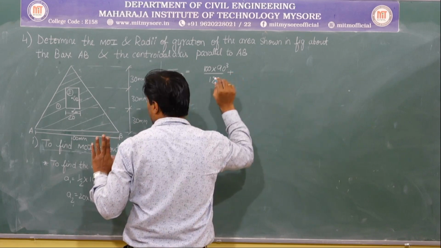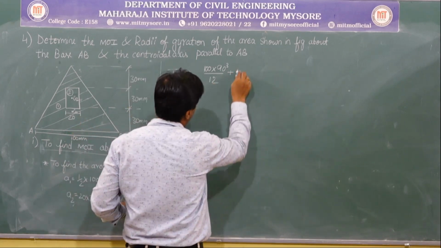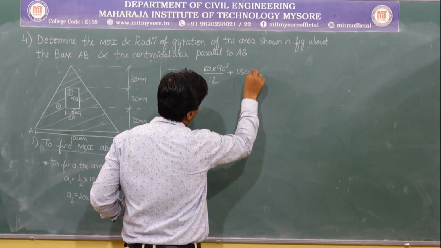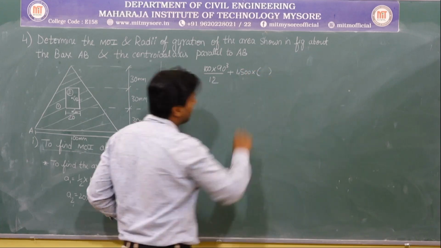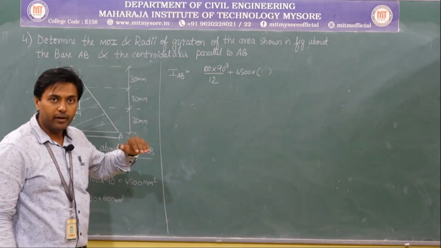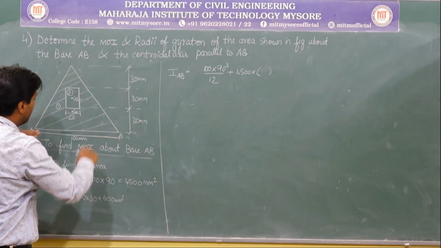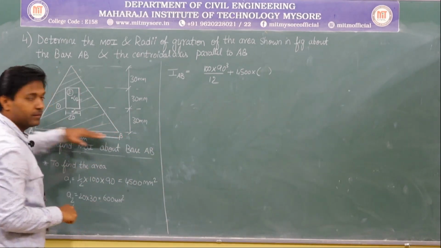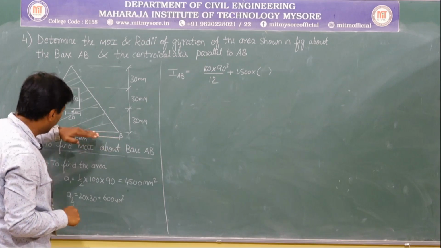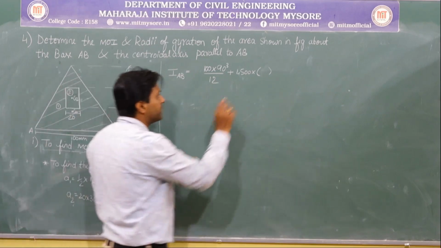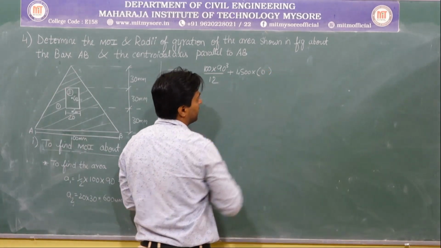Observe here, I want everyone to concentrate here. Area, I know, is 4500. I want everyone to concentrate here. What will that h square become? Whenever the entire diagram is resting on the base, and I need to calculate it about the base, h will always be 0. Please remember this.